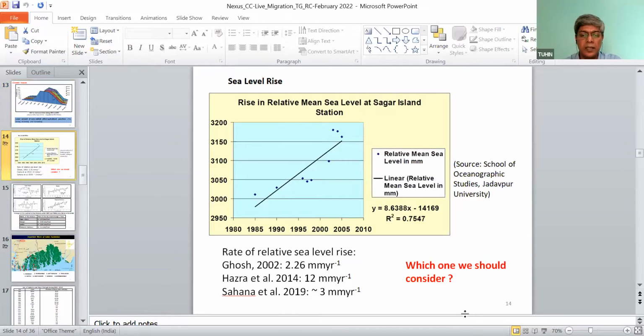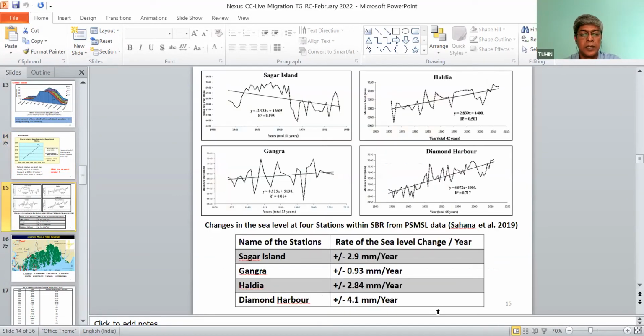Sea level rise is another issue which has been talked about so many times, but there is a lot of data, and we don't know which one we should consider. If you see, in 2002 it is 2.26, in 2014 it's around 12 millimeter, which is a little bit absurd, and in 2019 around 3 millimeter per year. So we need to come up with some consensus. What is the exact sea level rise rate?